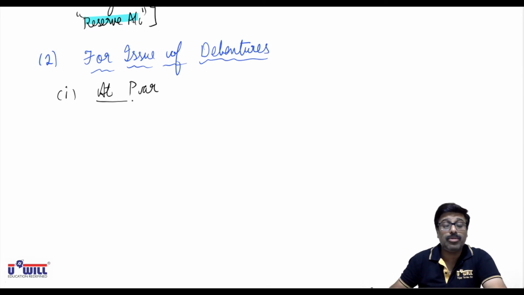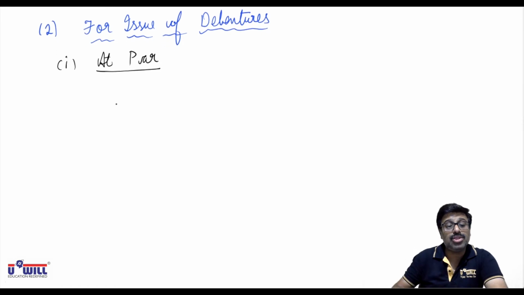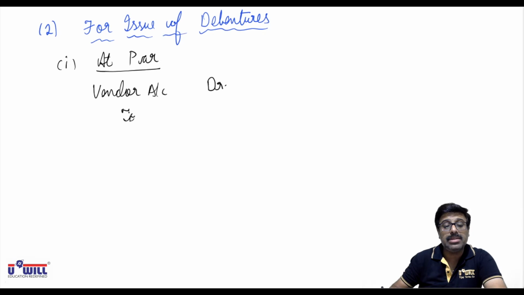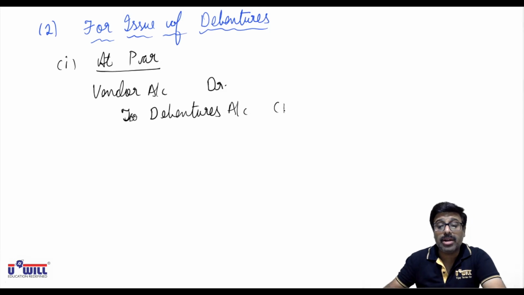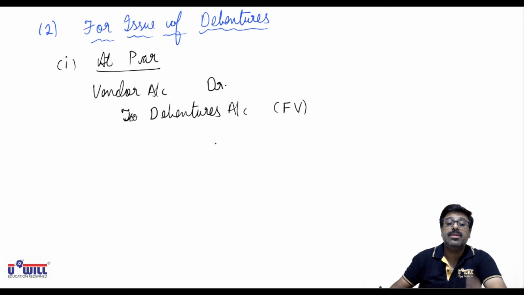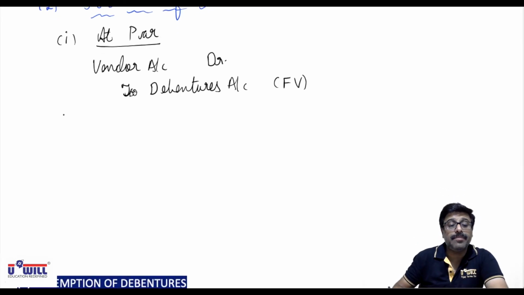So if debentures are issued at par, then the vendor is the receiver, debit the receiver, vendor account debit. Debentures are payable, credit the payables, so to debentures account. And as I discussed in the last lecture itself, wherever you record debentures, you will always record it with face value. Keep this in mind.